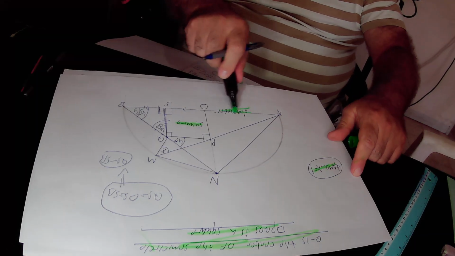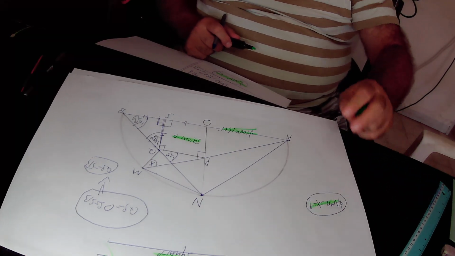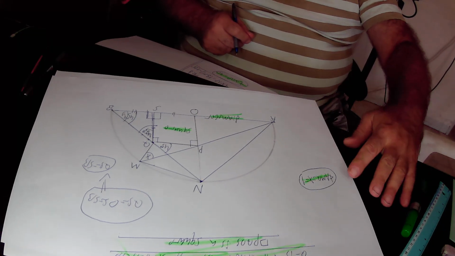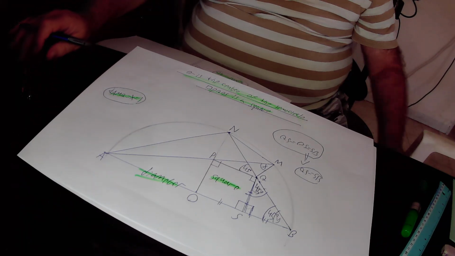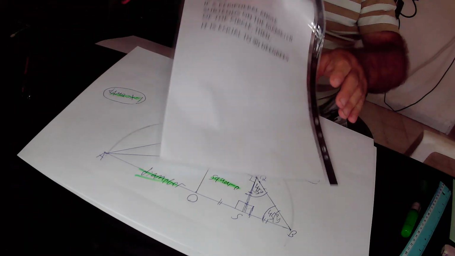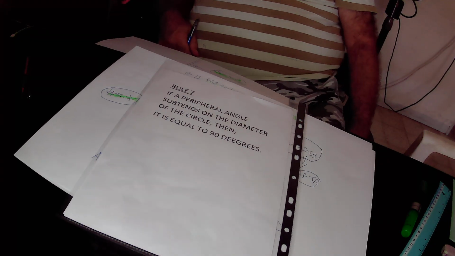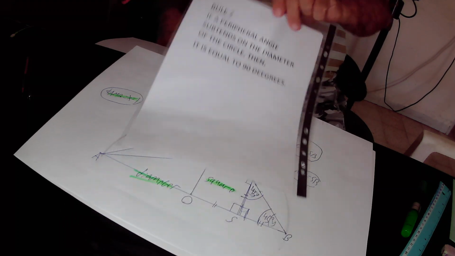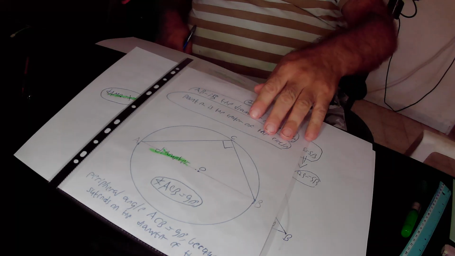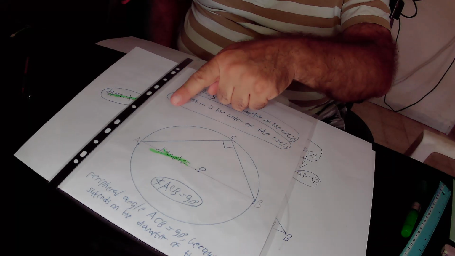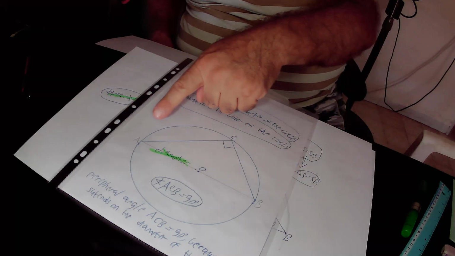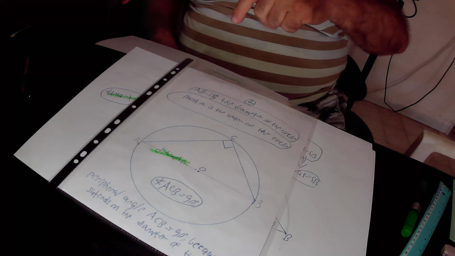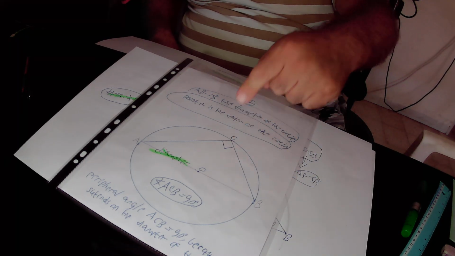And according to rule 7, any peripheral angle that subtends on the diameter of a semicircle or a circle must be equal to 90 degrees in its size. So, let me repeat rule 7 quickly. According to rule 7, if a peripheral angle subtends on the diameter of the circle, then it is equal to 90 degrees in its size. In the drawing, we have a circle. This is peripheral angle ACB. Peripheral angle ACB subtends on chord AB, that is the diameter of this semicircle. Therefore, according to rule 7, peripheral angle ACB must be equal to 90 degrees in its size.